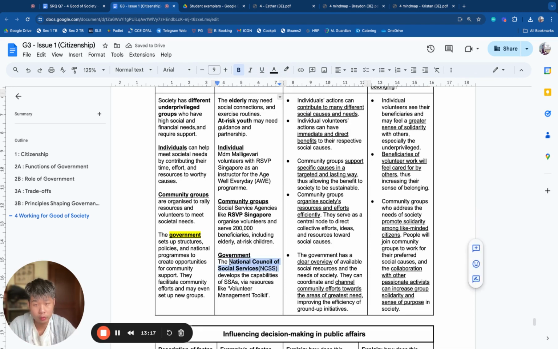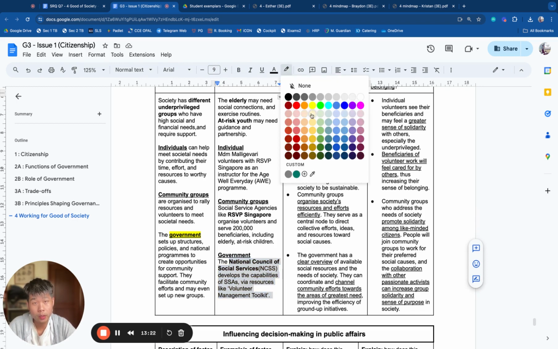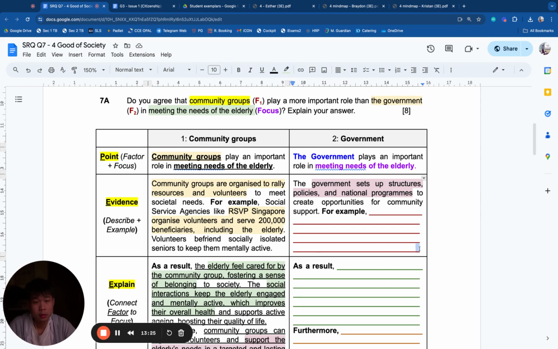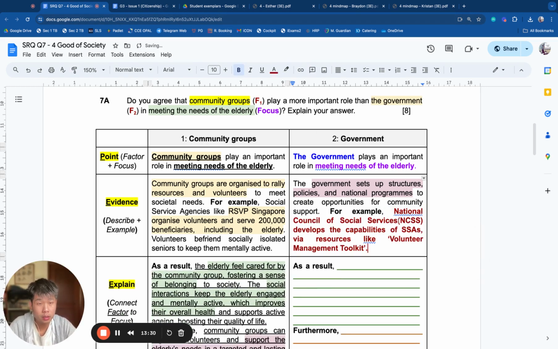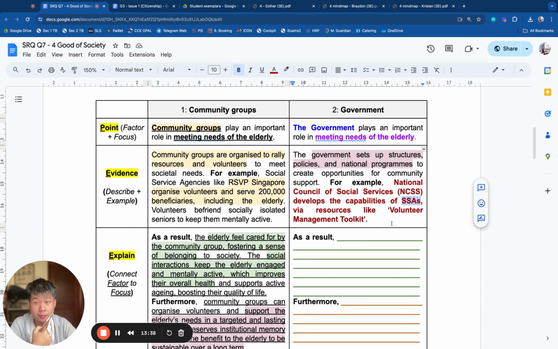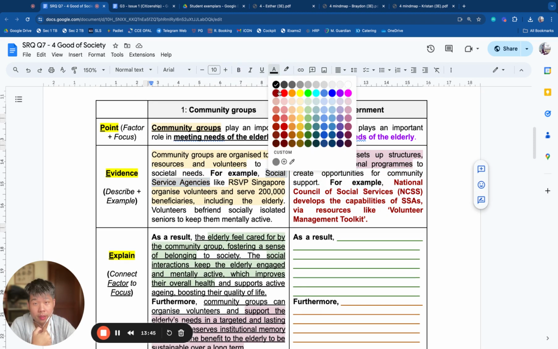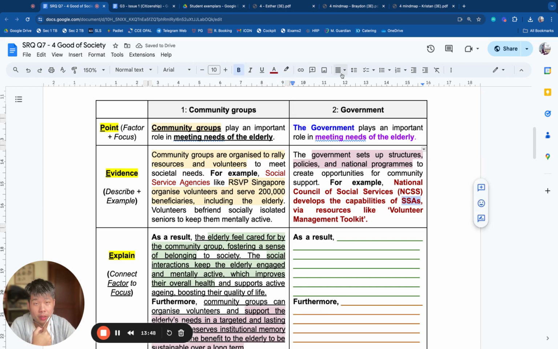Okay, I have the National Council of Social Services. I guess this is the example I want. For example, the National Council of Social Services develops the capabilities of the social service associations, social service agencies. So there's a match here. The social service agencies that are being talked about here are being supported by the government. This will become important in my weighing because you'll see what I mean.